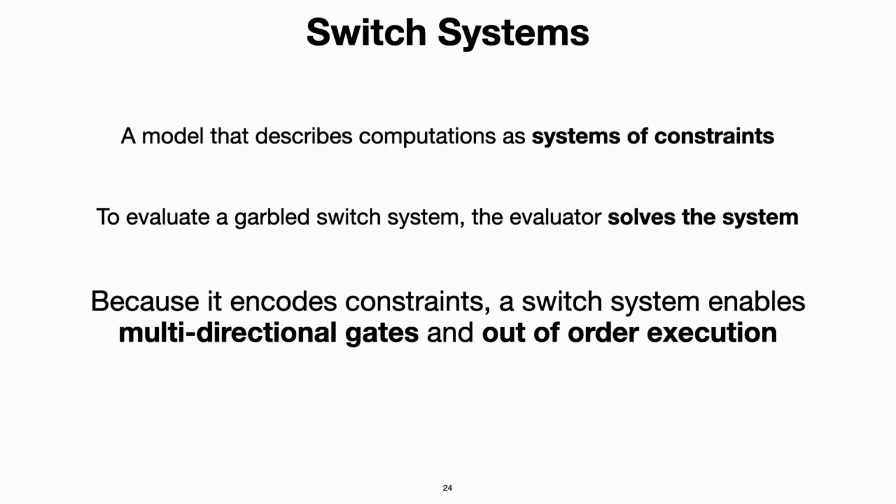And what will happen is the garbler will set up this system of constraints, and then the evaluator will solve it. And the point is that because it's a system of constraints, the evaluator might solve the gates in different orders depending on what the input to the program is. Okay, so we'll see a concrete example of that. This basically gives you a notion of multi-directional gates, and perhaps more importantly, some kind of out-of-order execution.